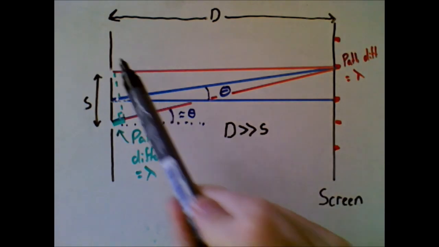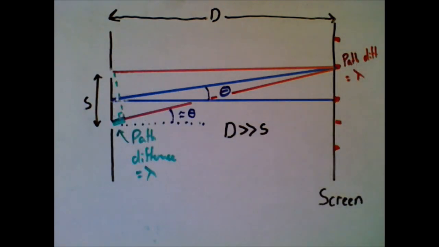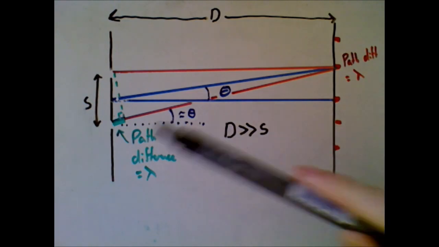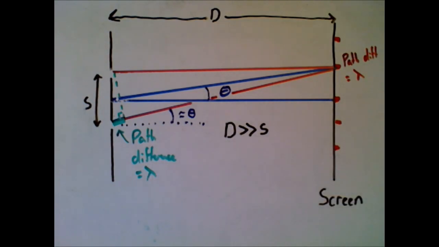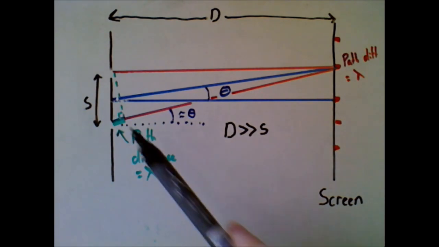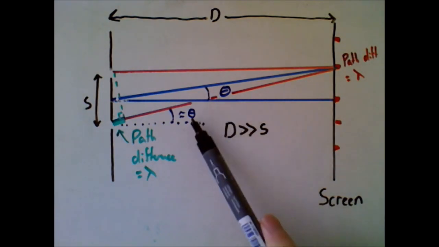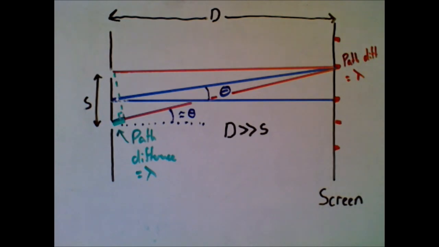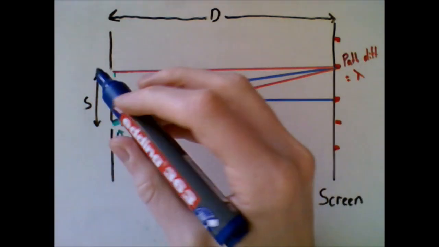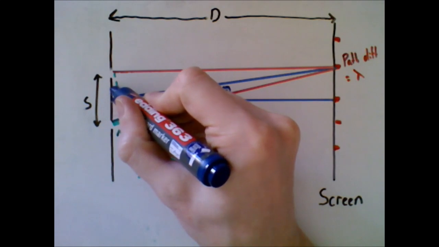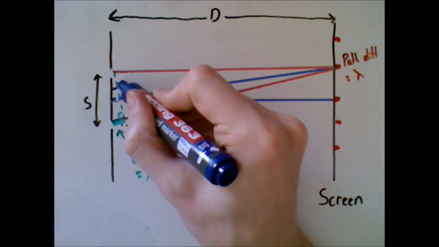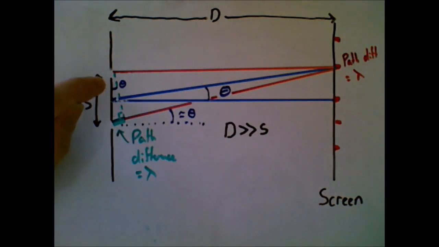This is using the very important assumption that D is much, much larger than S. In other words, the distance from the slits to the screen is much, much bigger than the separation of the slits, and that will normally be true. We're talking about slits like 0.1 millimetres apart, so you will find this is true. If those two angles are the same, that also means that this angle here is theta. So the angle in between the black line and the green line is also theta.